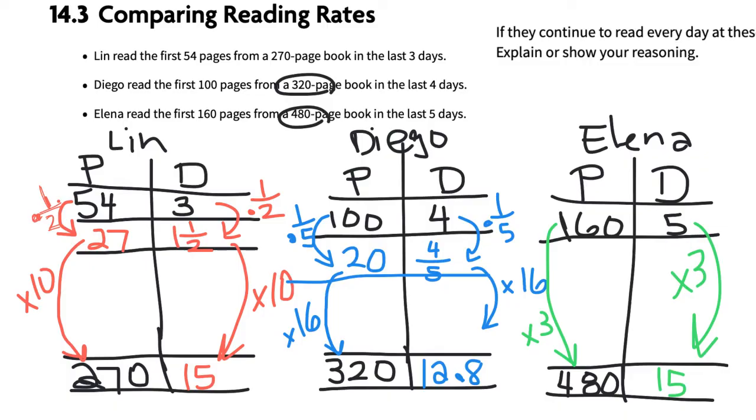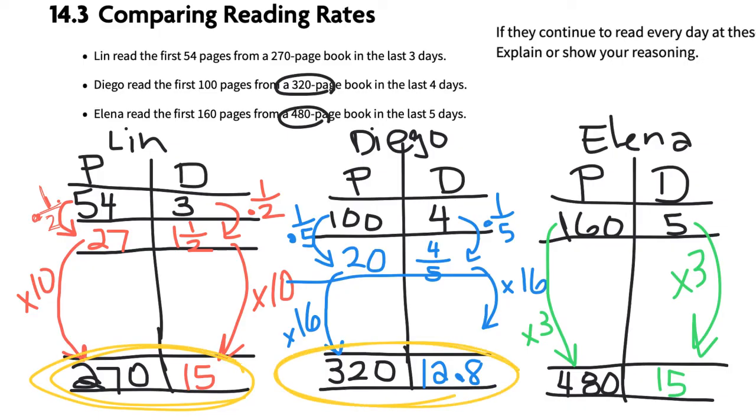So I can see, let's do it in yellow. It's going to take Lynn 15 days. It's going to take Diego 12.8 days, and it's going to take Elena 15 days. And that's how we know who's going to finish first, second, and third. It looks like we have a tie for second place, actually, don't we?